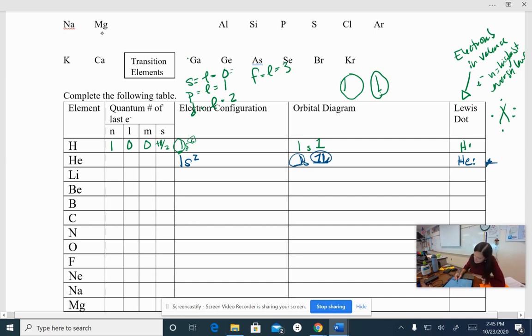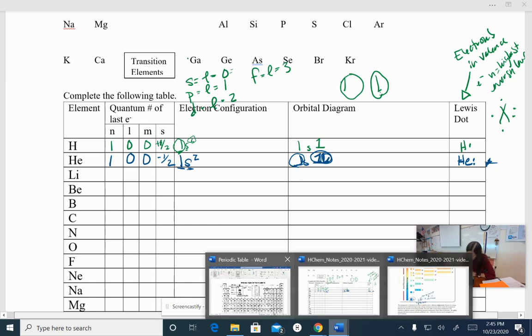Okay, so that last electron that we just put in here, it was in the first energy level, right here, first energy level. It was in an s orbital, so my L number is 0. My M number is also 0, but it was a downspin electron, so my spin number is -1/2. Okay, let's go on to lithium.